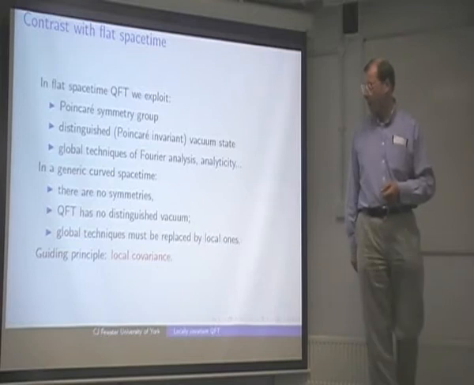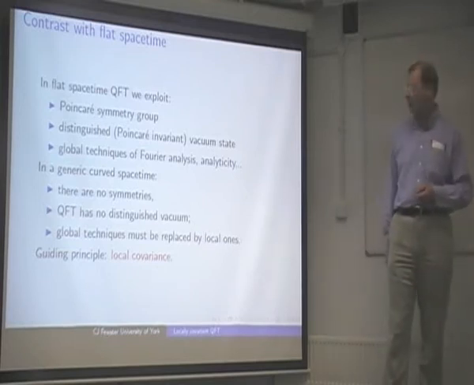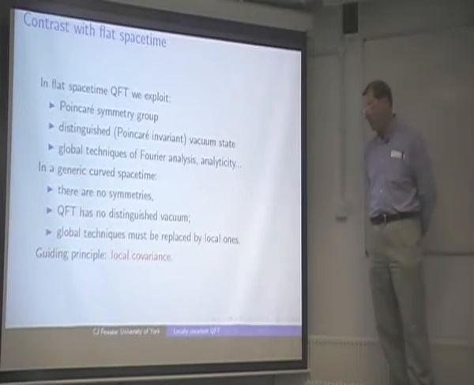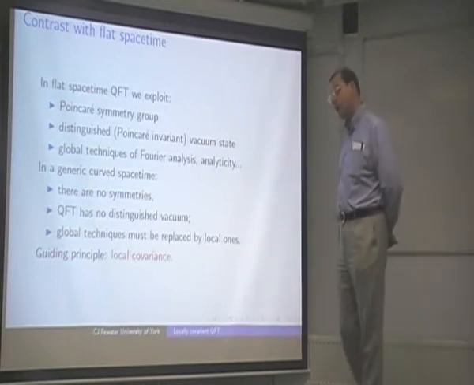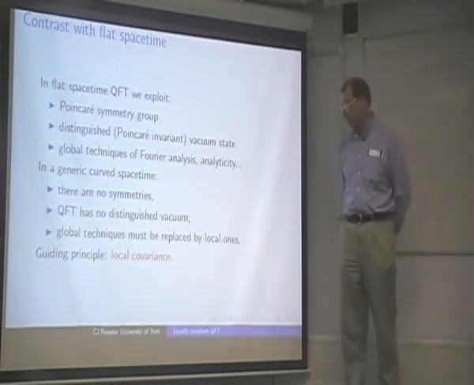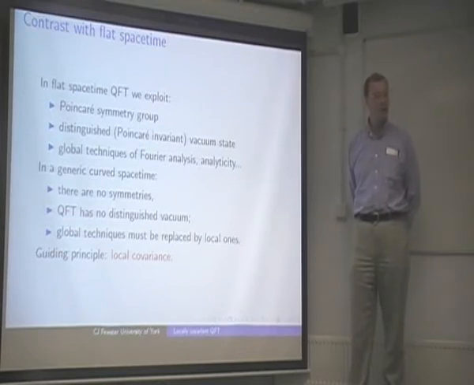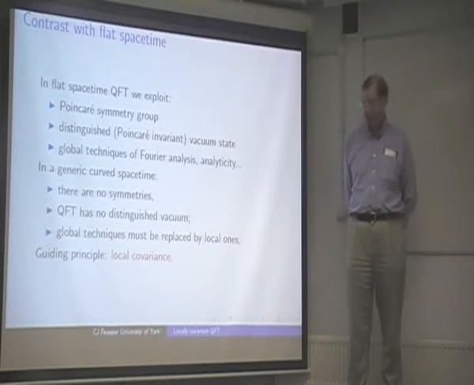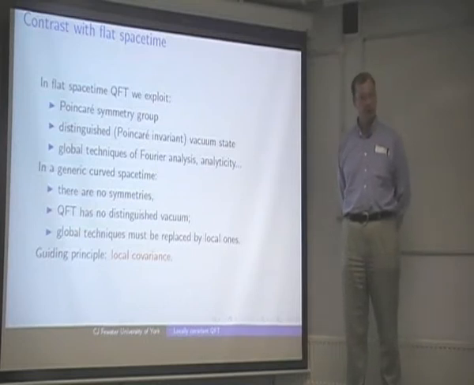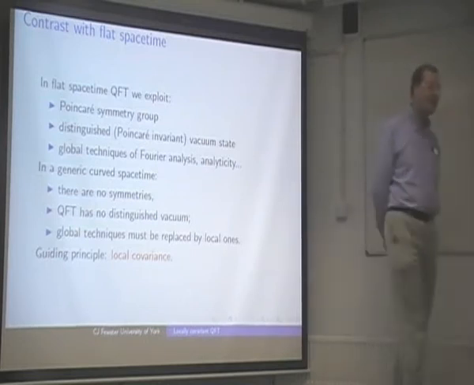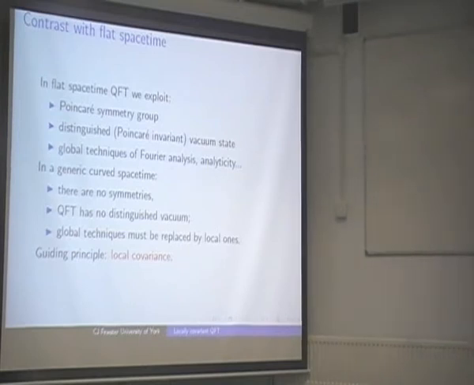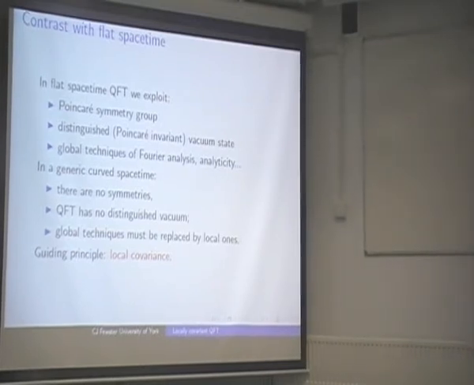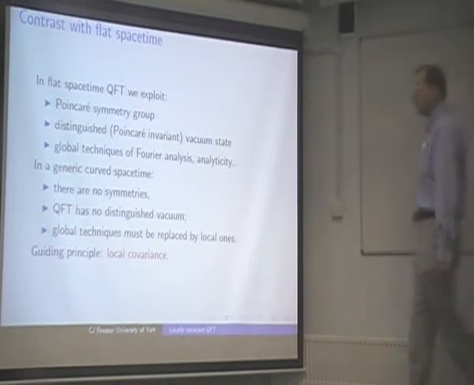My problem, however, is that in a generic curved spacetime, there will be no symmetry whatsoever. And there will also not be a distinguished vacuum state. Moreover, I cannot use global techniques of ellipticity because I'll be on a smooth manifold in general, and so I don't have any ellipticity theory. I don't even have a global notion of a Fourier transform. So all of that's out of the window, which makes things a bit difficult. And we need a principle to replace all of these nice things that we had before.